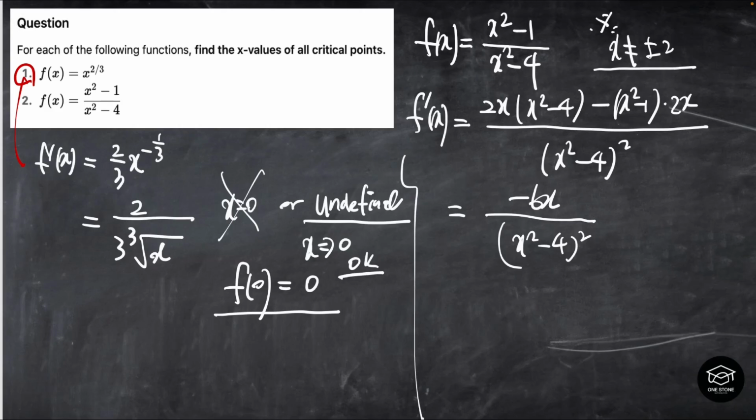Now we find where the derivative equals 0, or is undefined. The numerator, negative 6x, equals 0 when x equals 0. The denominator is 0 when x equals 2 or negative 2, but the original function is also undefined there. Therefore, the only critical point occurs when x equals 0.